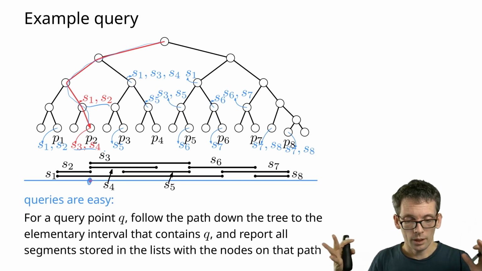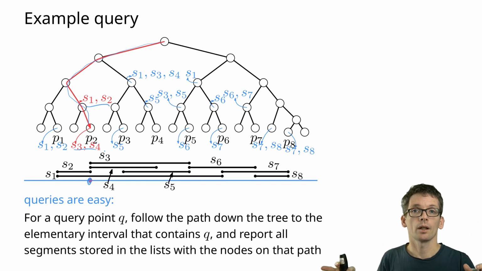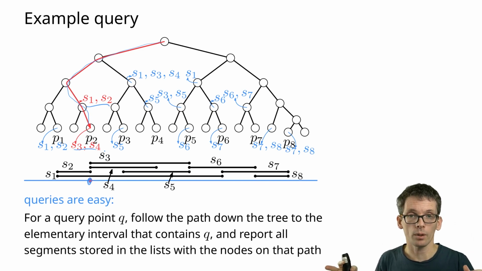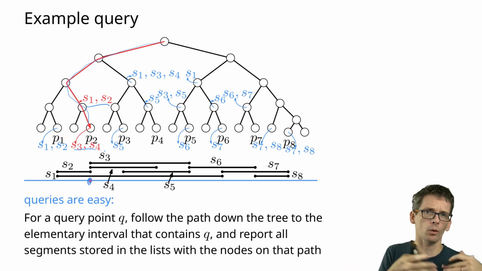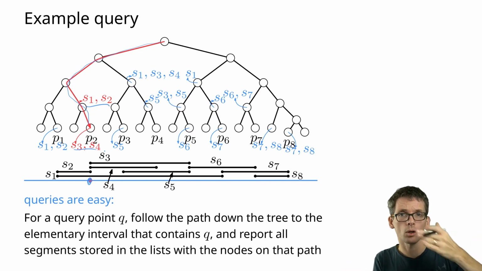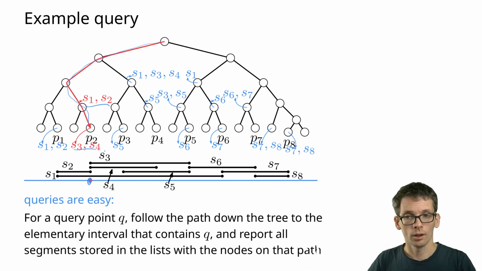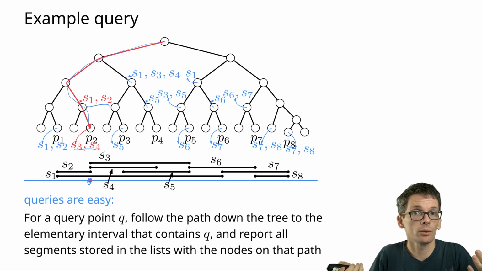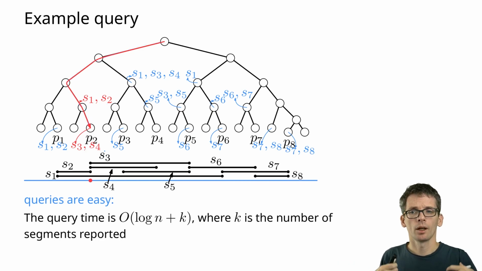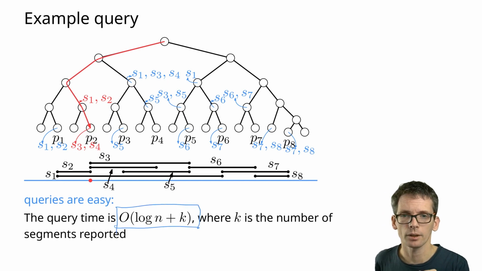So what is the query time? The query just goes through log n nodes, so I will spend order log n time to go down that path, and then for each node I report the segments that are stored there. That I can simply do in constant time per segment reported. So I will get a query time of order log n plus k.